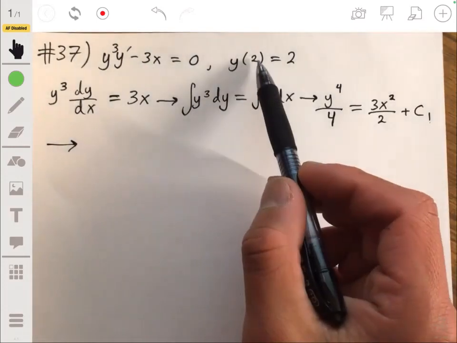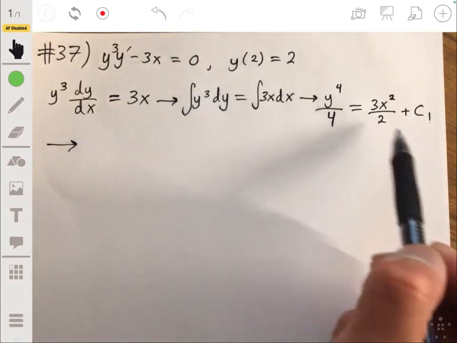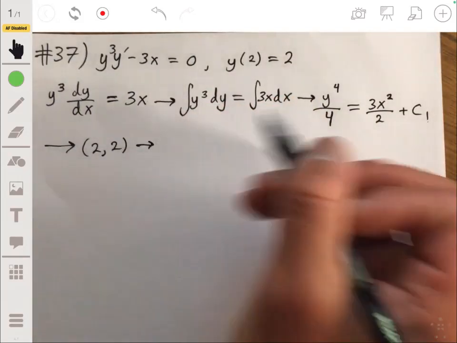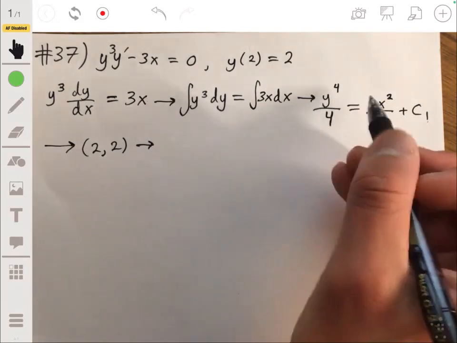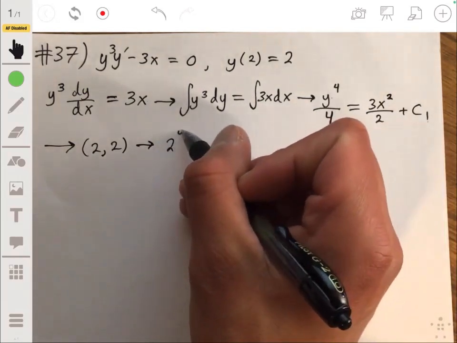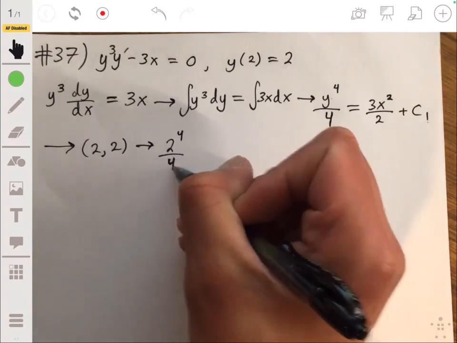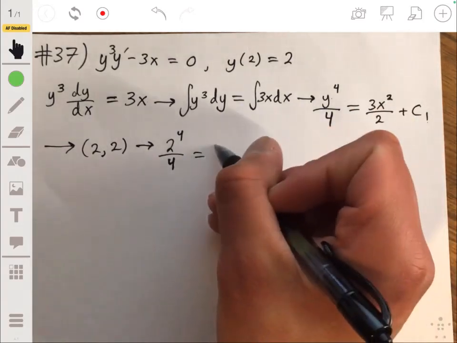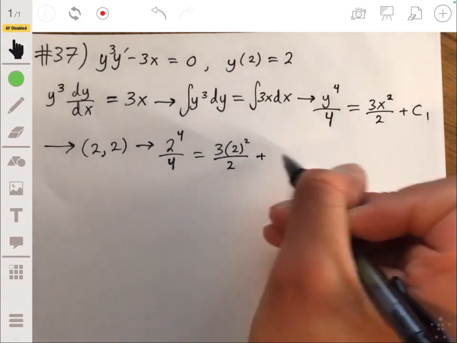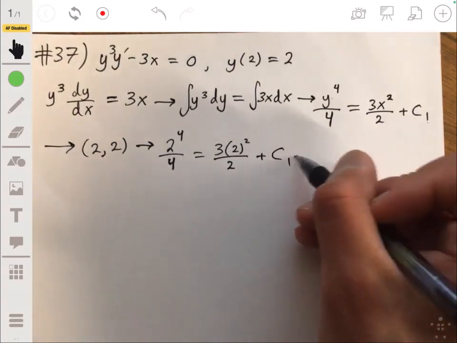Now we can use this initial condition to solve for our constant, because this tells us that it goes through the point (2, 2). So we evaluate this for (2, 2). We plug in 2 for y, and 2 for x. And then from here, we can solve for our constant c1.